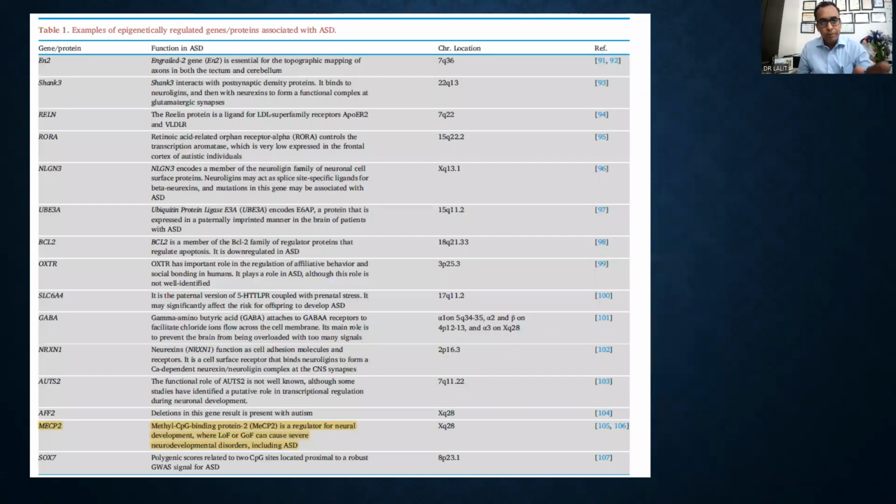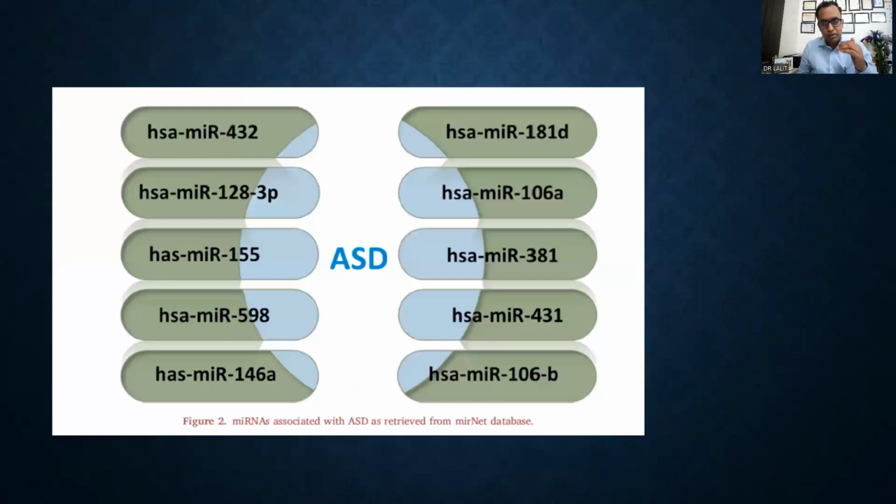Examples of epigenetically regulated genes have been found and detected in various studies associated with ASD. Among them, the most important is MECP2, which has been found to be associated with Rett syndrome. And these are the alterations in the miRNA presentation. These are the different phenotypic expressions of miRNA in various ASD kids, which they found in various studies and databases. These are the studies being done, and regular research is ongoing on epigenetics and its relation with ASD.